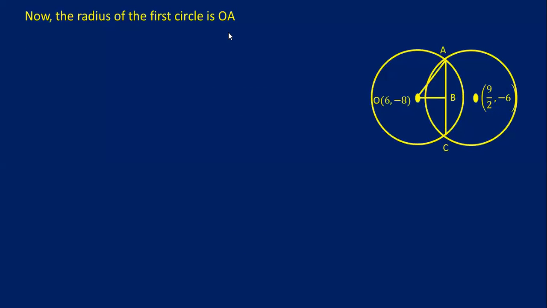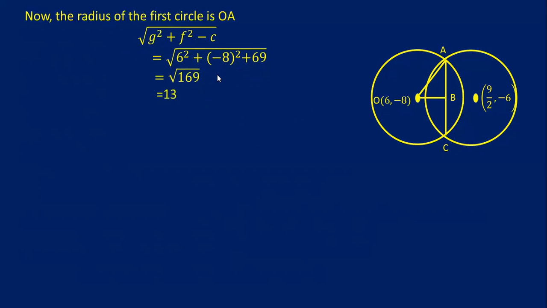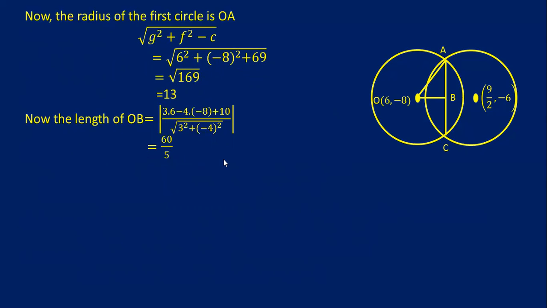The radius of the circle is OA, the square root of g square plus f square minus c, that is 13. Now the length of OB is 3 into 6, that means 6. Here x, there y. From this, 3 into x minus 4 into minus 8. We have got the equation 3x minus 4y plus 10, that's why we have written it. Plus 8, and there is root over the coefficient of x whole square plus coefficient of y whole square, that means minus 4. Then you will get 60 by 5, that is 12.